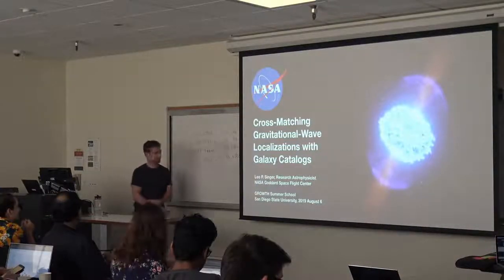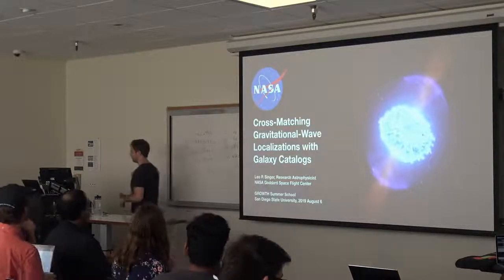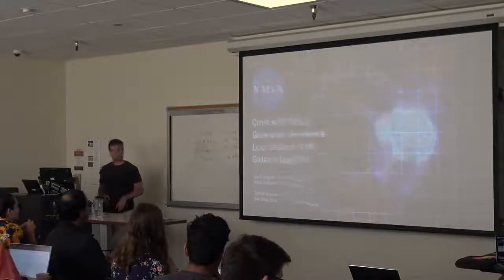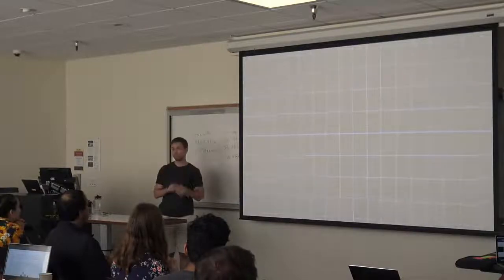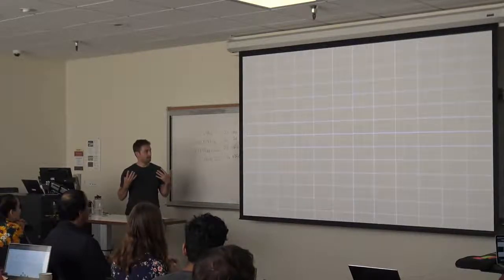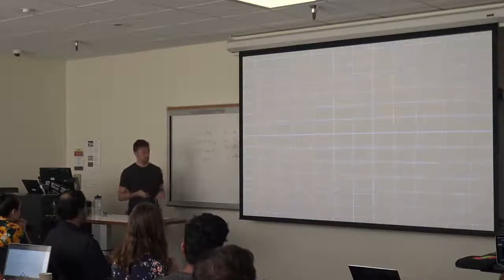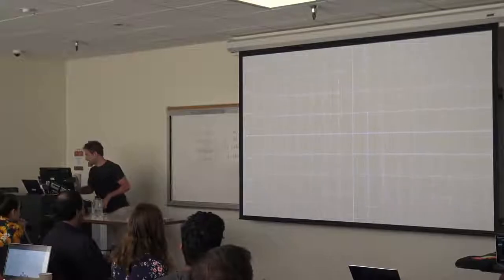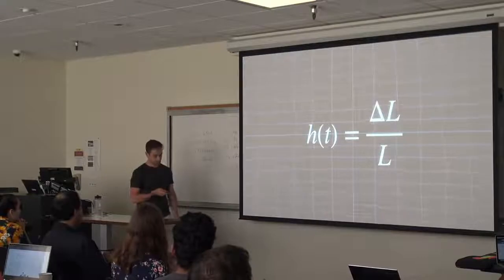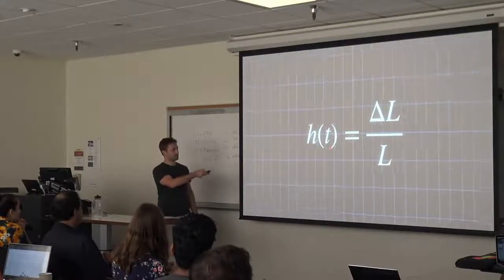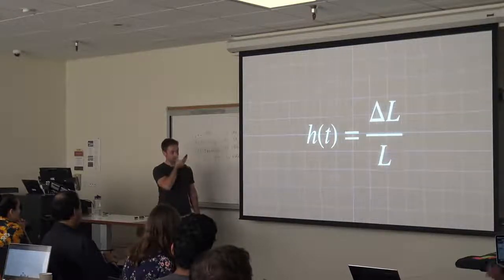So we're going to switch gears a little bit, as Mansi said, and talk a little bit about gravitational radiation instead of electromagnetic radiation. Gravitational radiation is a stretching and a squeezing of space-time produced wherever you have large amounts of mass moving at close to the speed of light. The way that we describe it is as a strain, written using the symbol h, and it's a change in length per unit length.